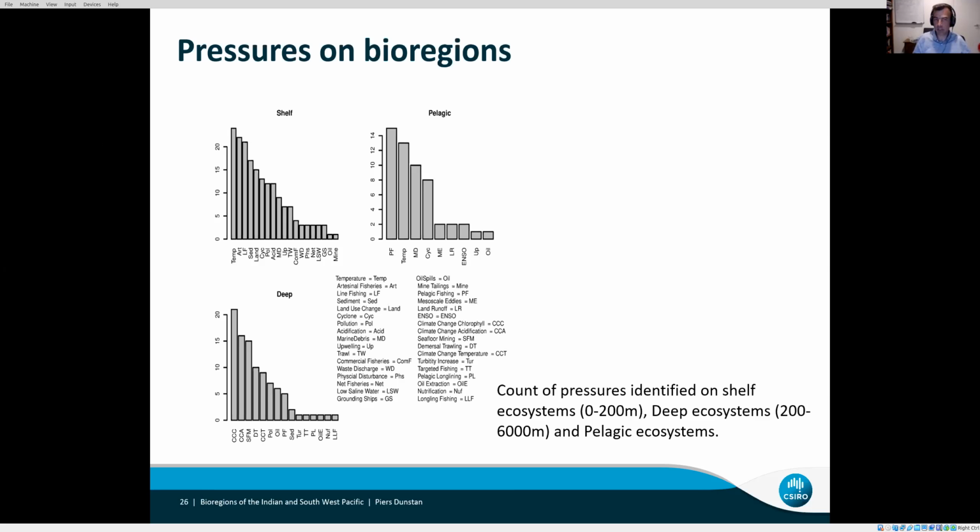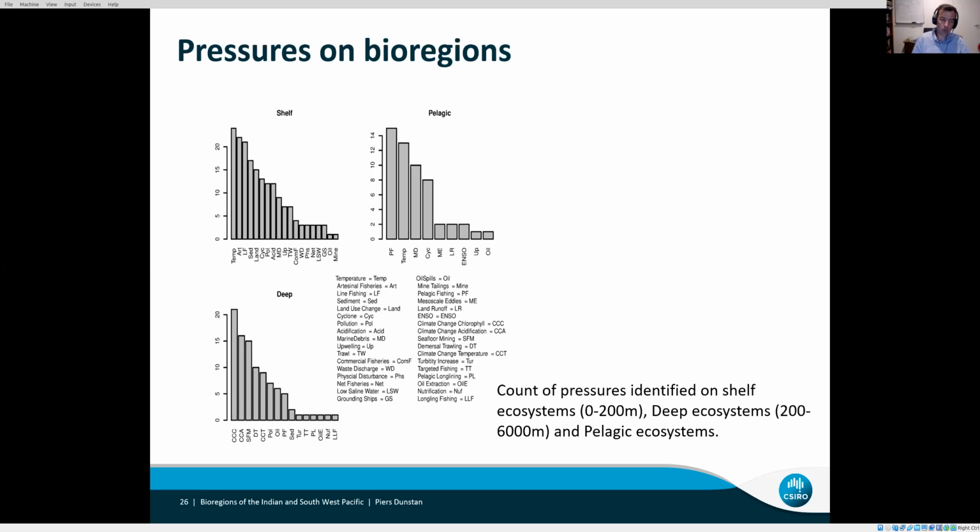In the pelagic realm, it's actually quite similar. What we see is pelagic fisheries and increases in temperature as being really important components of the systems and all the different pressures that were identified on them in both the Pacific Ocean and also the Indian Ocean. And then in the deep ocean, it's a little bit different.